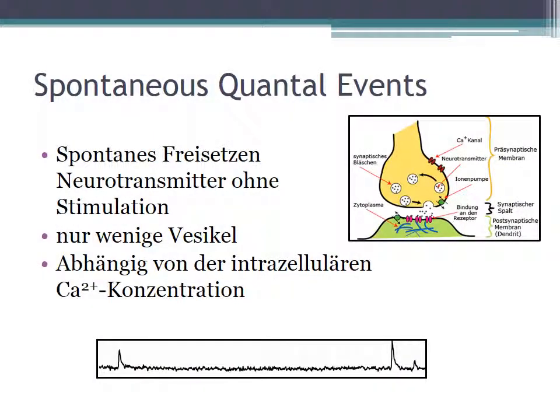So now let me come to the spontaneous quantal events. So spontaneous quantal events are just a spontaneous release of neurotransmitter without a stimulation of the synaptic terminal. So there's no action potential actually triggering it, and so it's only a small number of vesicles fusing with the presynaptic membrane and then releasing transmitter, and then this binds to the receptor, and you can see a slight depolarization at the postsynaptic membrane. And this is also dependent on the intracellular calcium concentration of the presynaptic terminal.